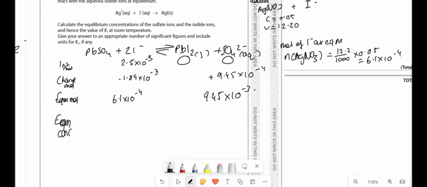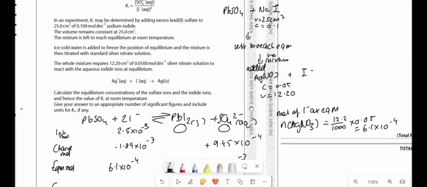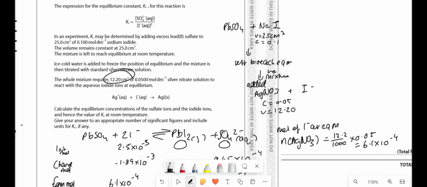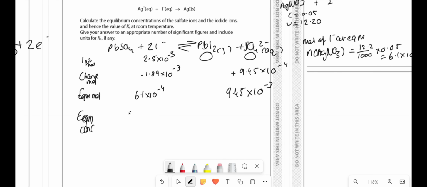Now we need to work out the concentrations of these at equilibrium. However, a lot of people slip up and then they add this. This isn't the concentration at equilibrium. This was just used to help find how many I minuses there were in there. At equilibrium, which is why I've written it like this, the volume was 25 when it was at this equilibrium point. They just added the water to freeze it and then carried on to try and figure out how much I minus there was in this. So you would do 6.1 times 10 to the minus 4 divided by 25 divided by 1,000. And the same for this respectively.